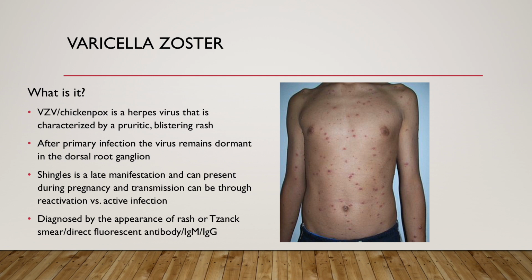Shingles is a later manifestation of chickenpox and can present during pregnancy or any other form of immune suppression or stress. Chickenpox can be transmitted through reactivation or active infection. You will want to diagnose varicella by the appearance of a rash, a Tzanck smear from a blister, direct fluorescent antibody, or through looking at IgM and IgG.